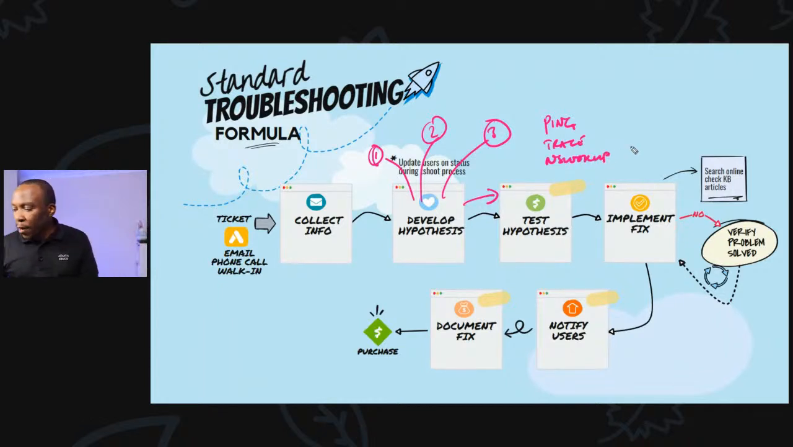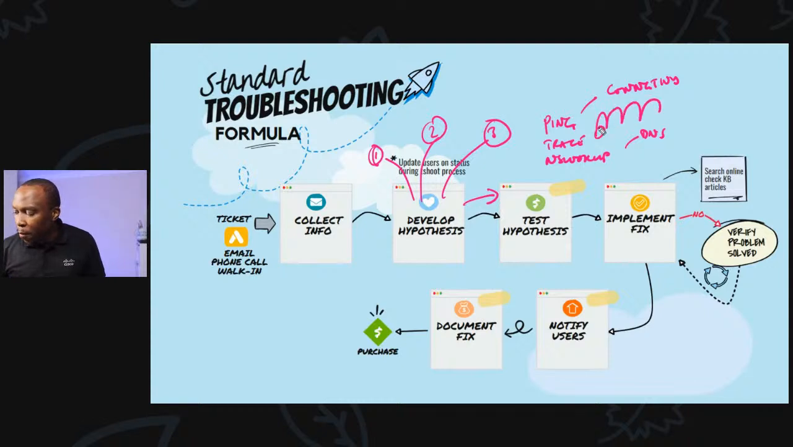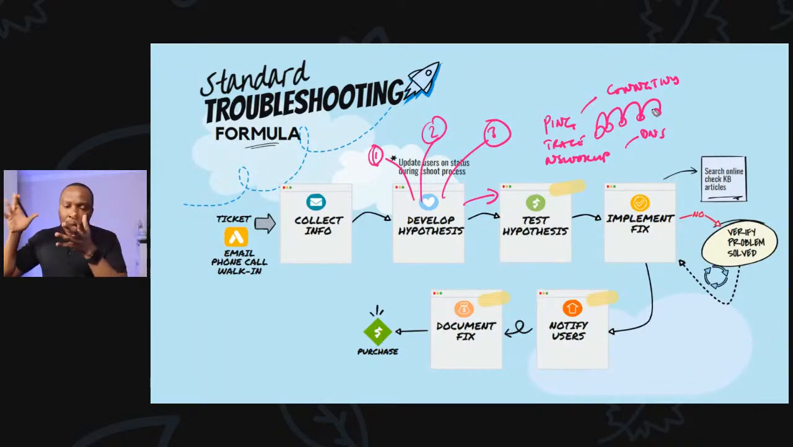So if I do an nslookup, I'm verifying if I've got DNS issues. If I'm doing a ping command, I'm verifying connectivity. Do I have connectivity to the respective device? When I do a trace, I'm trying to see how many hops and where am I stopping along my path. And then I can narrow down where my issue is, right?